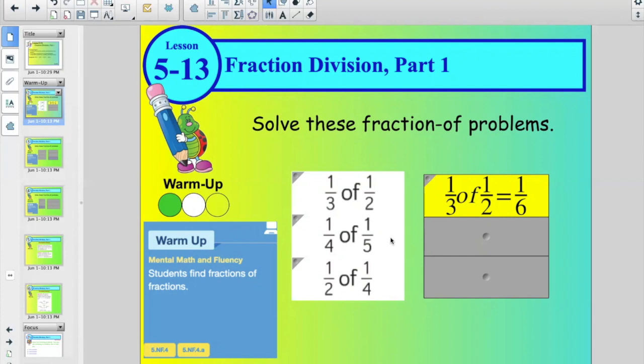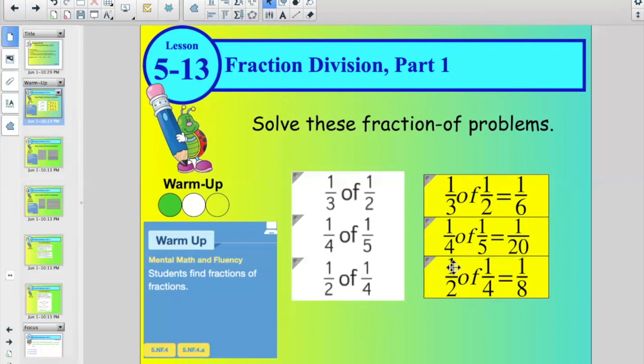All right. 1/4 of 1/5. That's 1/20th. And 1/2 of 1/4, that equals 1/8. We're noticing that to solve fraction of problems, we just have to multiply the numerators of the factors to find the numerator in the product. And we multiply the denominators in the factors to find the denominators in the product. It is that easy. Let's take a look at a couple more.